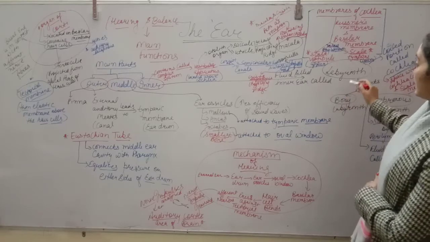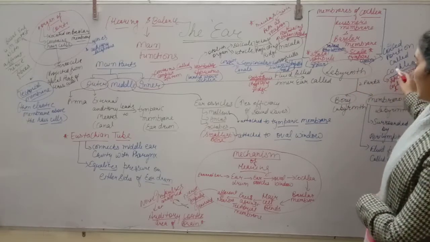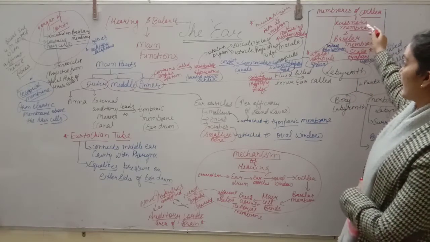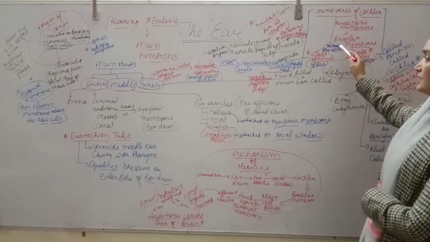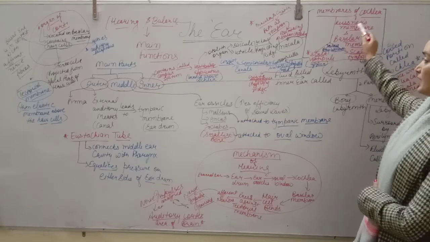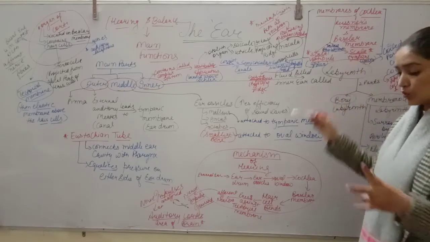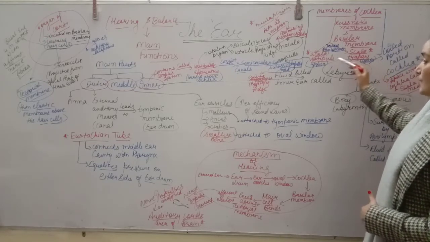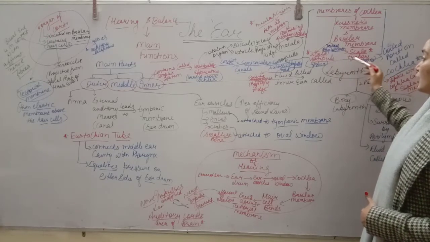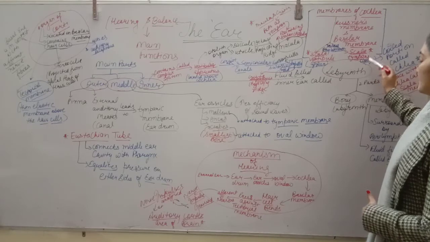If we see the membranes of the cochlea, it has two membranes: the resonance membrane and the basilar membrane, that divide the bony labyrinth into two parts: scala vestibuli and scala tympani. The upper one is scala vestibuli and the lower part is called scala tympani.